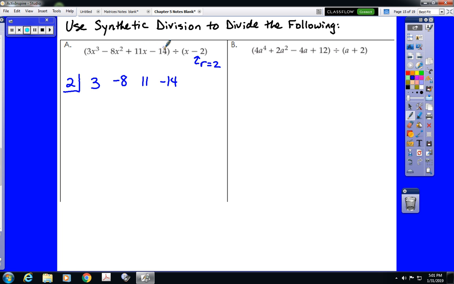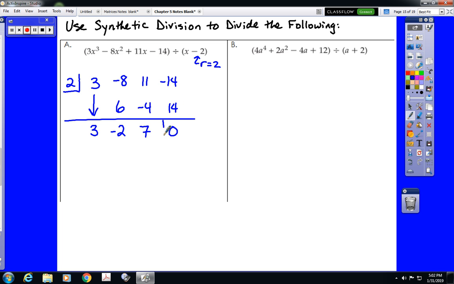We're not missing any terms, so we don't need to deal with that wrinkle yet. Leave one line of space, draw a line. Bring that first number down, which is 3. 2 times 3 is 6. Add down is negative 2. 2 times negative 2 is negative 4. Add down is 7. 2 times 7 is 14.